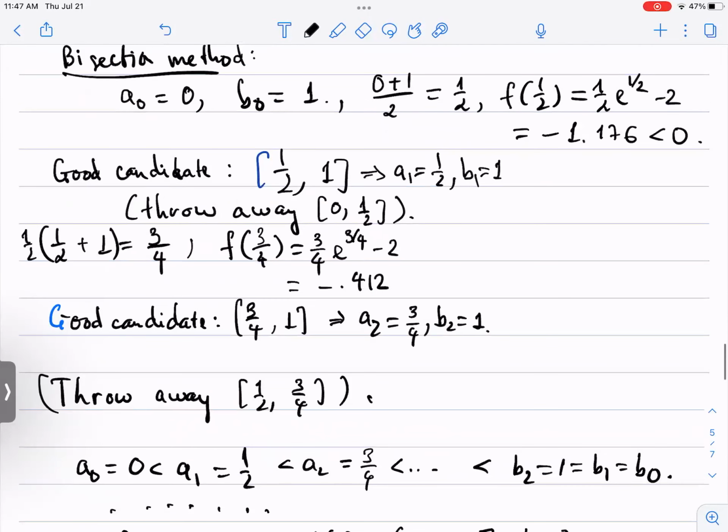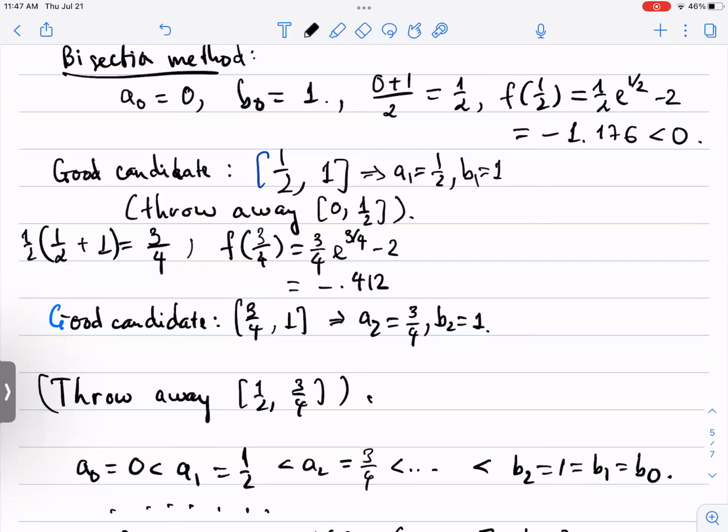And how do we find the root? Numerically, we use the bisection method. We keep dividing this interval into 2 equal halves. So the first step, we have a0 equal 0, b0 equal 1, and the middle point equal 1 half. So we evaluate the function at this middle point, f of 1 half equals minus 1.176, which is smaller than 0.